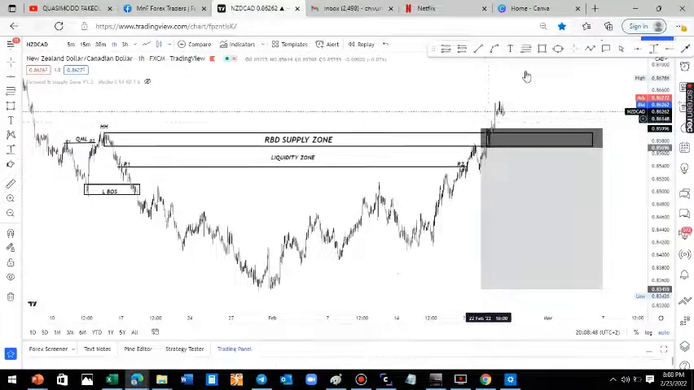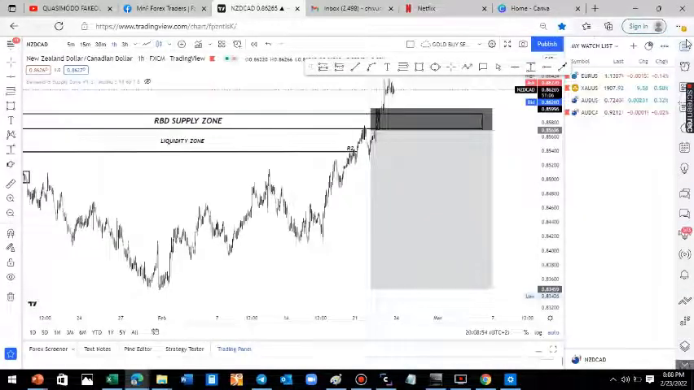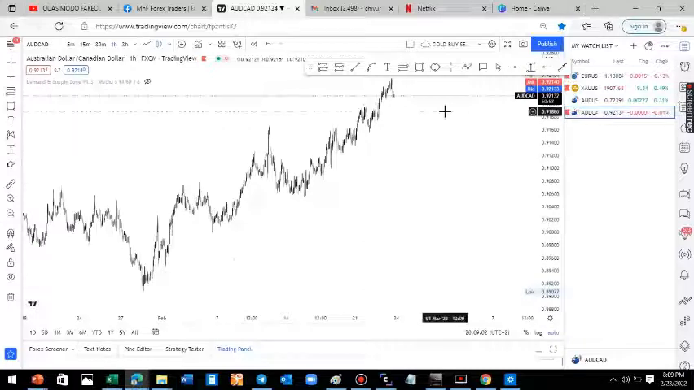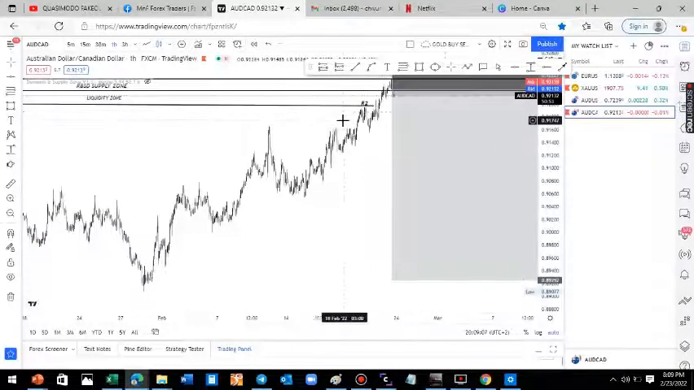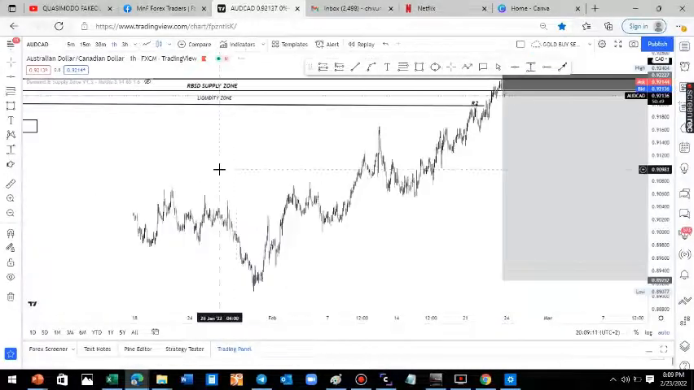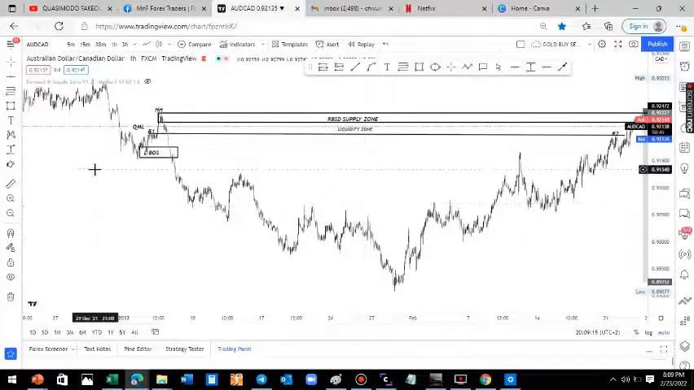So let me just show you another setup. This is on AUDCAD, a very nice setup, similar to this one. I shared it with our private community and also our public community, though I shared it early with our private community and late with our public community. Let me just break it down for you guys. Very nice setup as well.